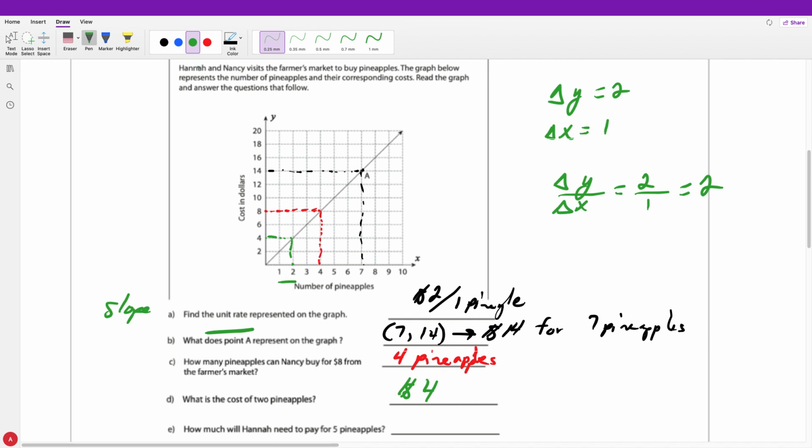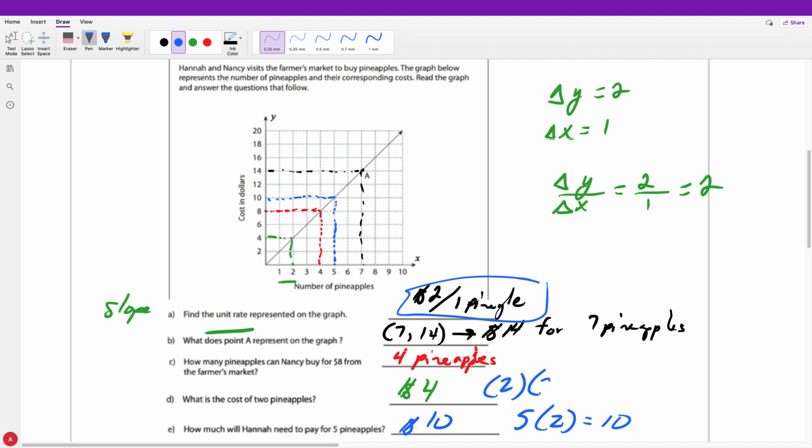How much will Hannah need to pay for 5 pineapples? So once again, we go to 5 here, and we can solve this a few different ways. I go to where my graph is, and I see where it meets my graph. So my cost for 5 pineapples is $10. Or since I knew it's $2 for every 1 pineapple, I could have just said 5 times 2 to get to this 10, and I also could have said 2 times 2 to get to this 4 as well. So we could have read the graph, or we could have used our answer from A to generate those answers.